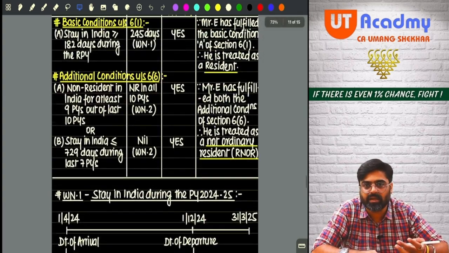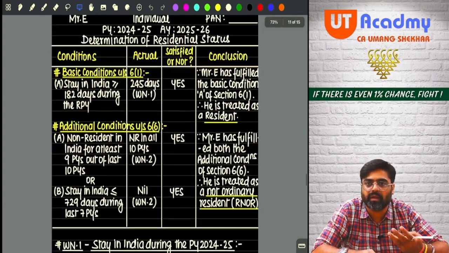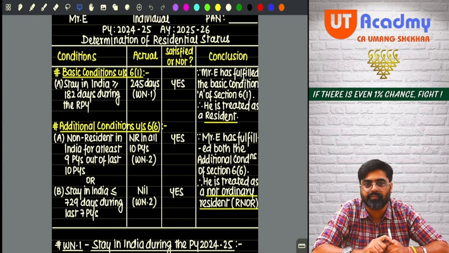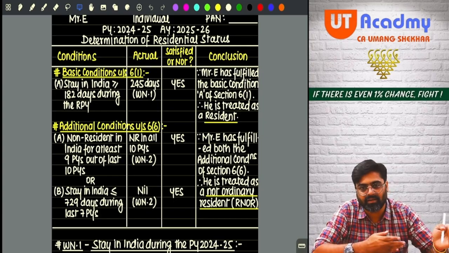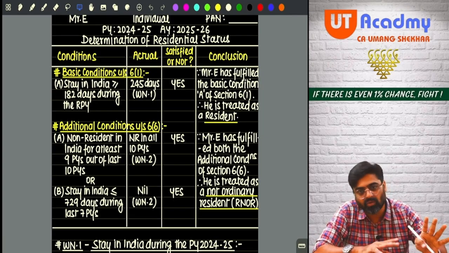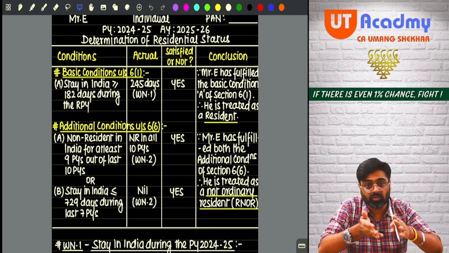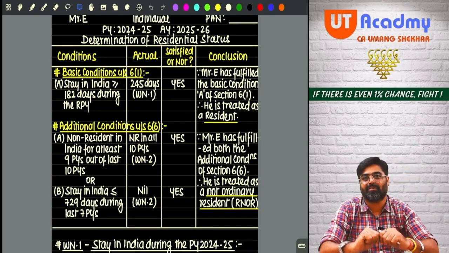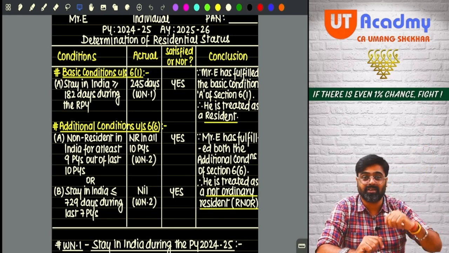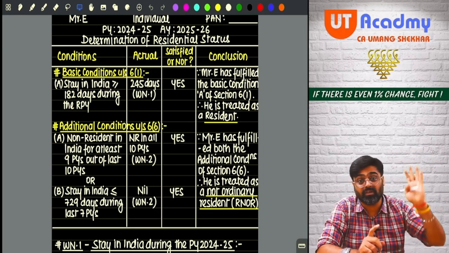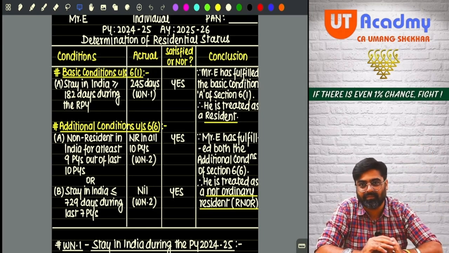We have already checked 24-25. No, this is for 24-25 only. This is for what year? This is for 24-25 we are doing. And they are not telling you to determine the residential status for 23-24. They are telling you to determine 24-25 only. But for that, sometimes we have to go and look into the past also: what was his residential status in the last 10 years. Getting my point? What was his stay in the last 7 years? Got it?